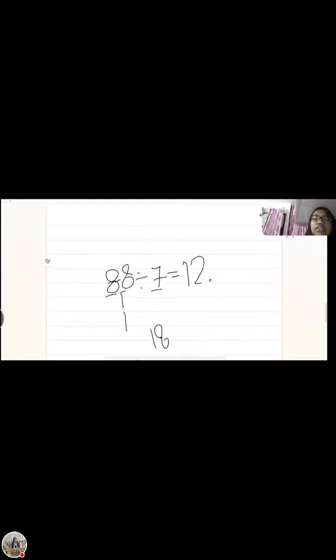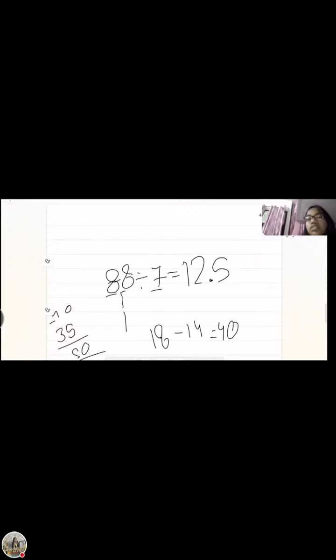We'll add a point here. 18 minus 14 is 4. We'll add a 0 here. 40 doesn't come. 35 comes on 5. We got 35. Okay. So now we'll just minus this from 40. How much do we get? 5. We'll add a 0 here.